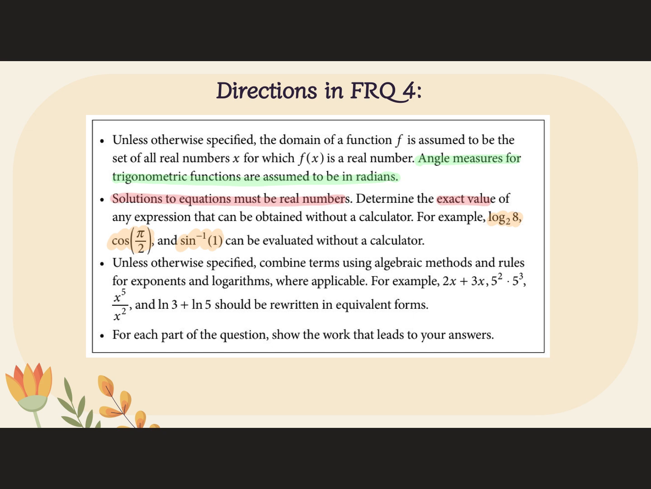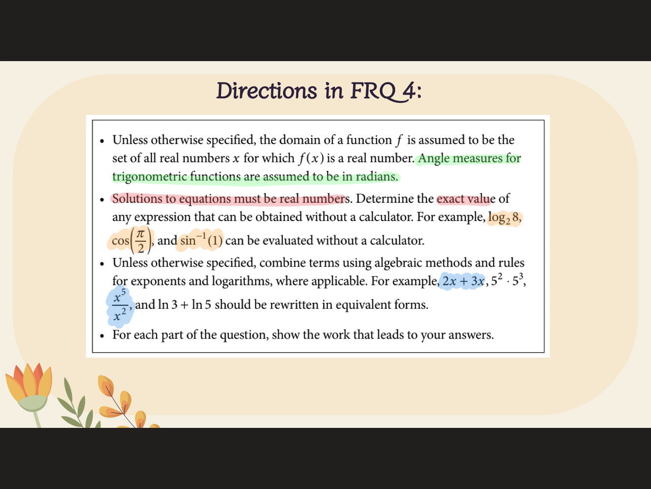Next up, we should always simplify by combining like terms and using what we know about exponential and logarithmic properties. So for example, 2x plus 3x should never be left. It should always be combined as 5x. Or if you have exponents like x to the 5th power divided by x squared, those should be written in simplified equivalent forms.